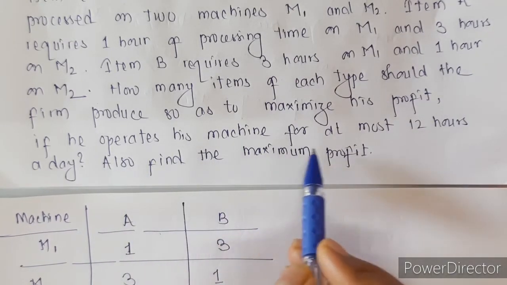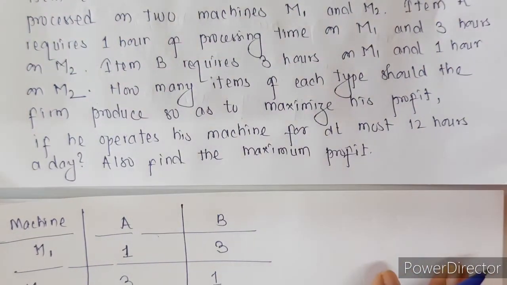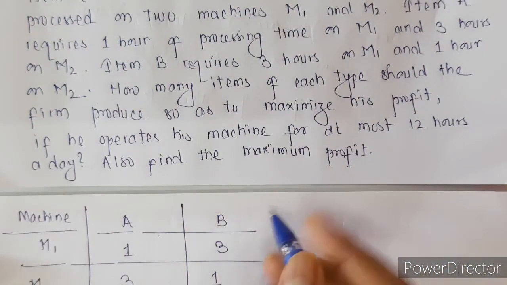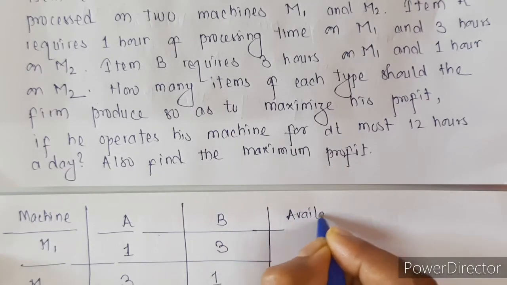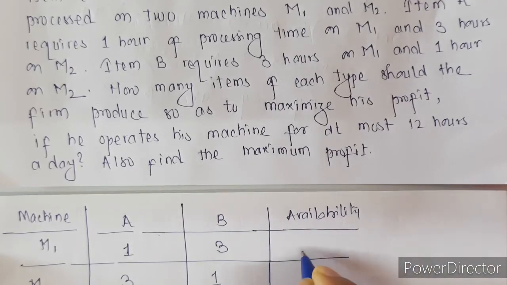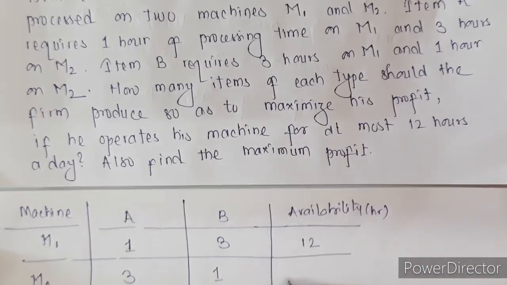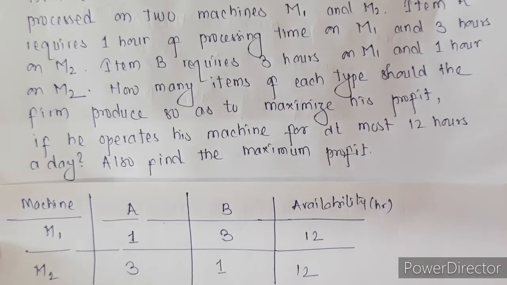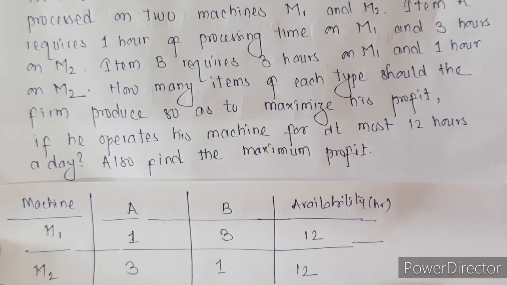And he operates his machine for at most 12 hours. So each of these machines is operated only for 12 hours and not more than that. So availability time of both the machines is 12 hours and 12 hours. Okay. So we cannot use this machine for more than 12 hours in a day.